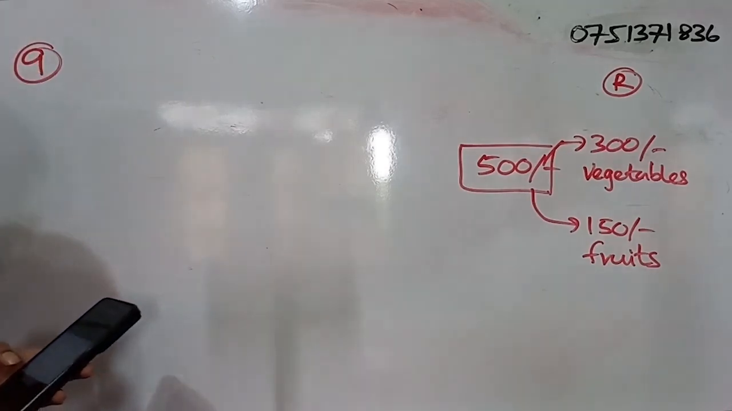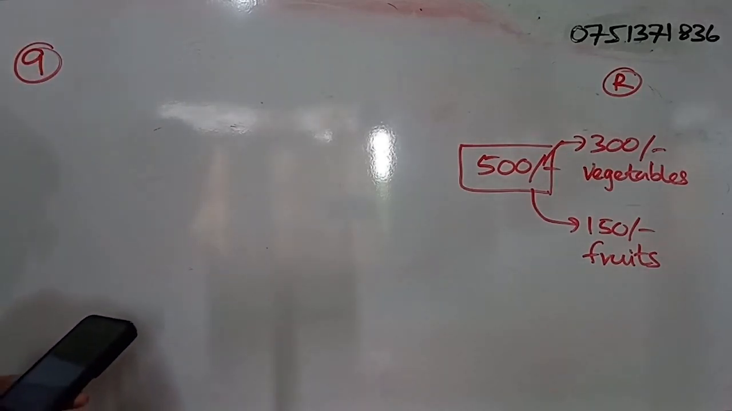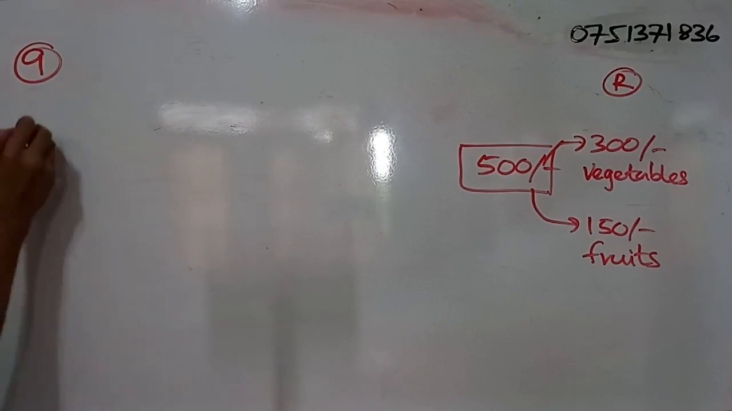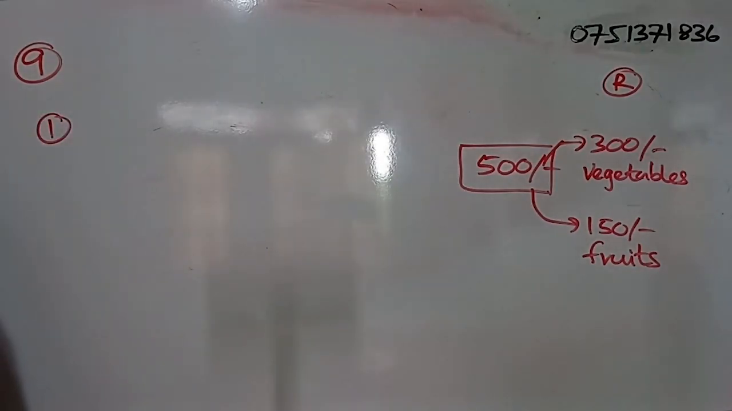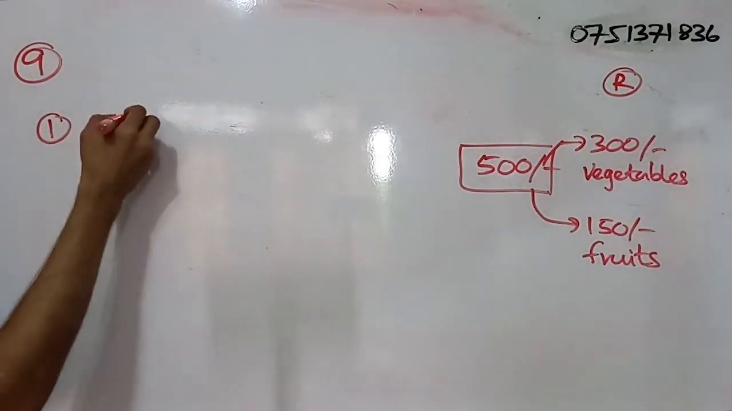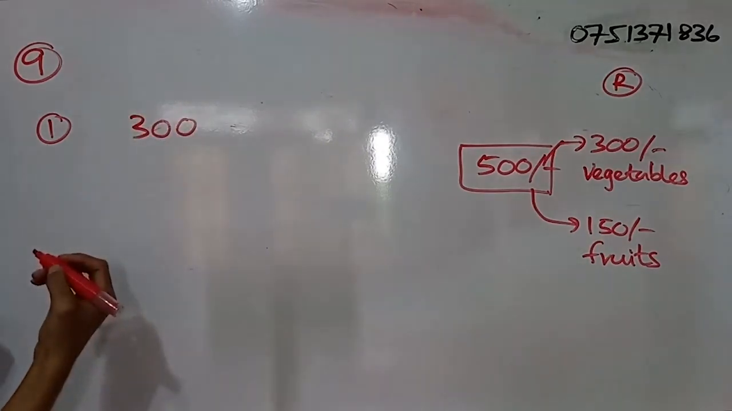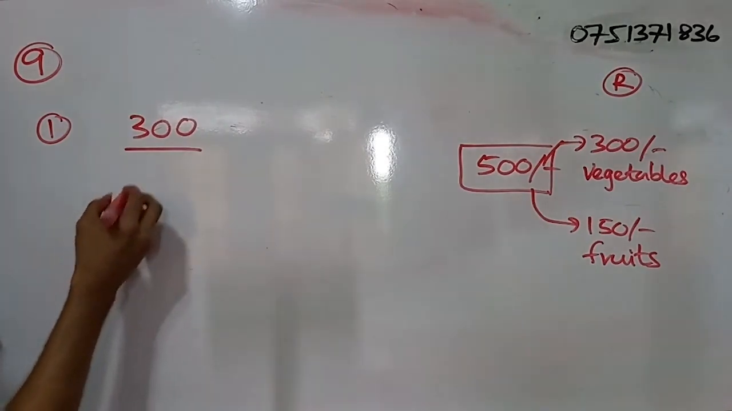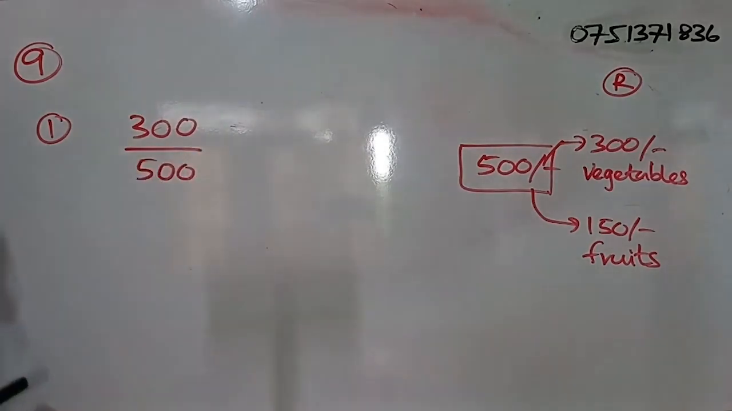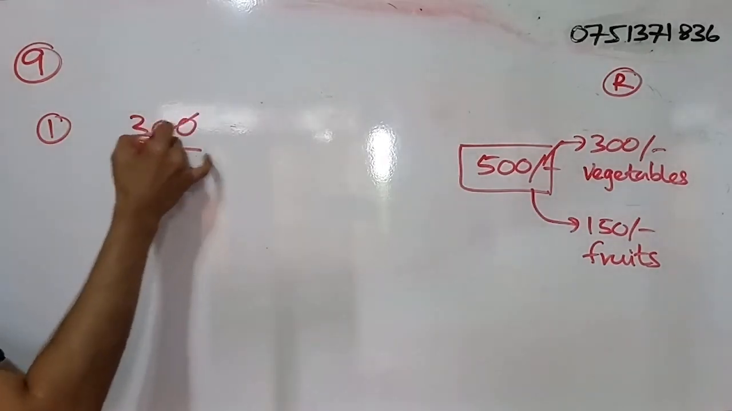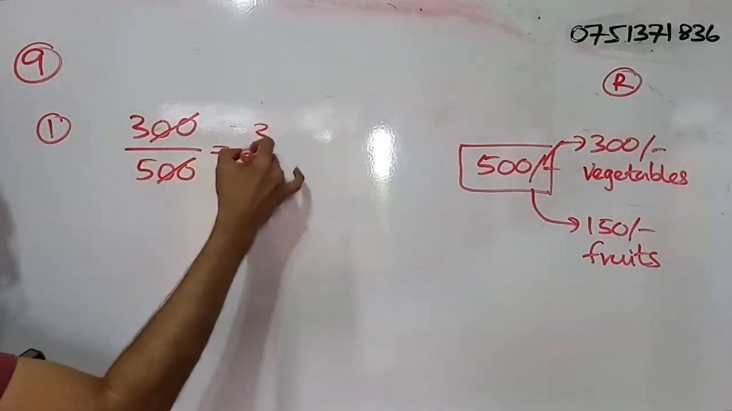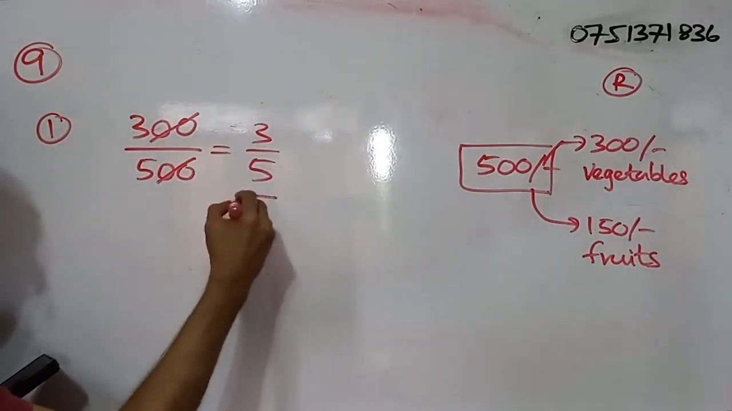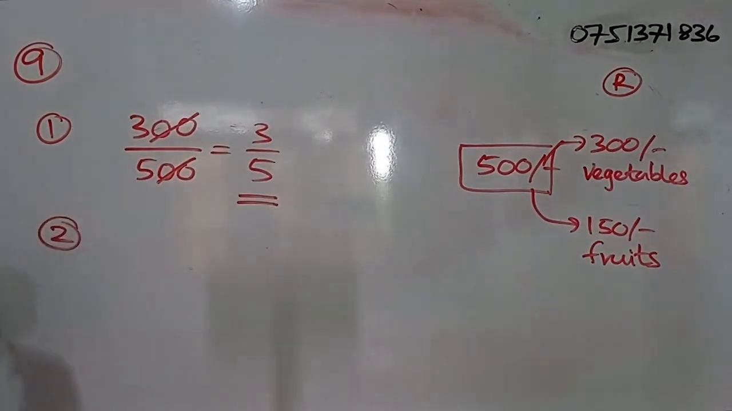What fraction of the money in hand did she spend on vegetables? The amount of money she spent on vegetables is 300 rupees. She took 500 rupees in total when she went to the market. So we can simplify these two zeros and the outcome will be 3 by 5.